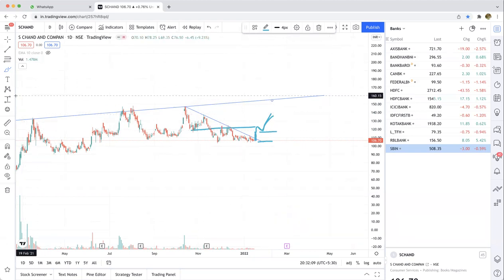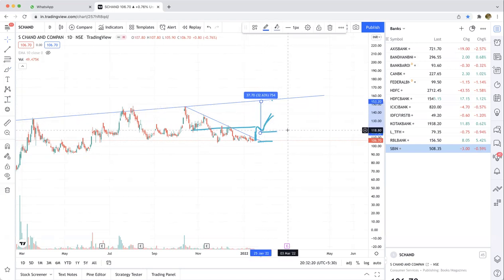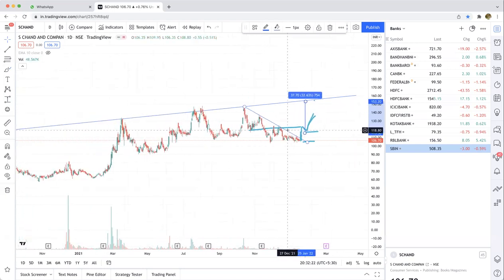So if you look at what the target would be, if you take this trade somewhere here, this will be like a good 30% trade, right? So I think we should definitely invest into it, guys.